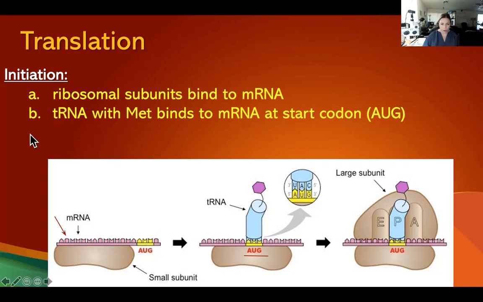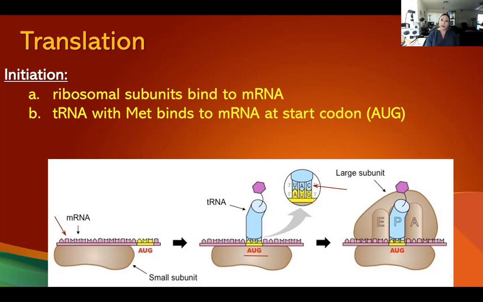So I'm going to write this down for you here. So ribosomal subunit binds to messenger RNA, and the start codon is AUG. So once that small ribosomal subunit hits AUG, the transfer RNA or tRNA with methionine binds to the AUG codon. Now, that transfer RNA has an anticodon, UAC. That's base pairing with AUG.